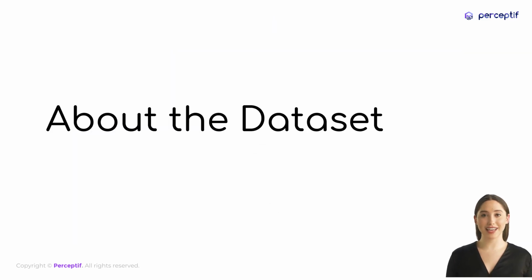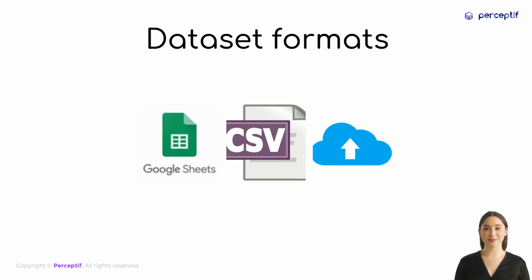Let's take a demo dataset and start playing around with the Perceptif platform. Event data is typically stored in CSV, comma-separated value, files, spreadsheets, e.g. Microsoft Excel, or in other cloud platforms such as Google BigQuery or AWS.